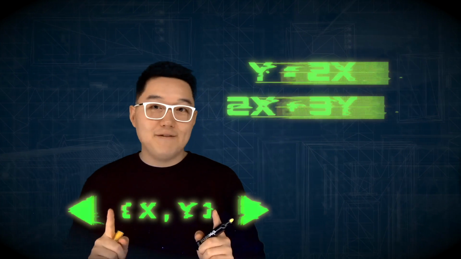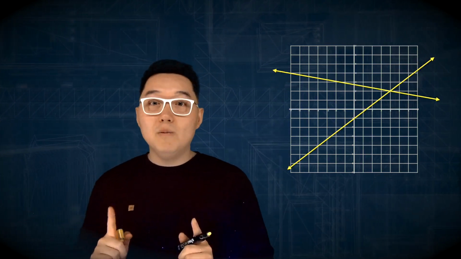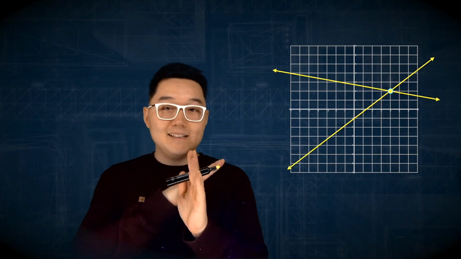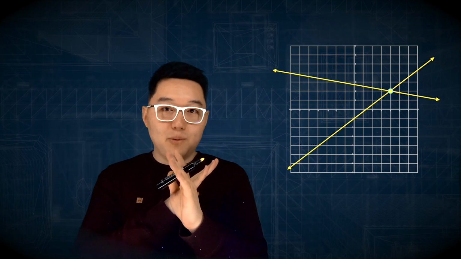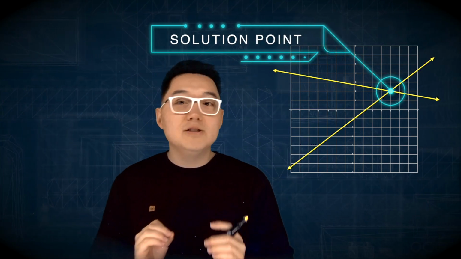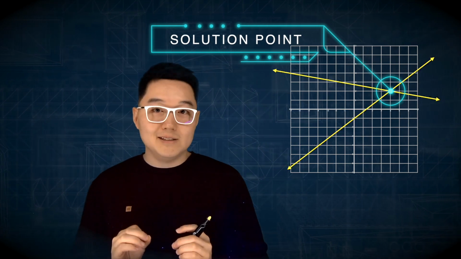In other words, if I were to graph two equations, or in our example, two lines, we want to figure out when these two lines intersect or connect. That point, which we call the point of intersection, is also called the solution to the system of two equations.